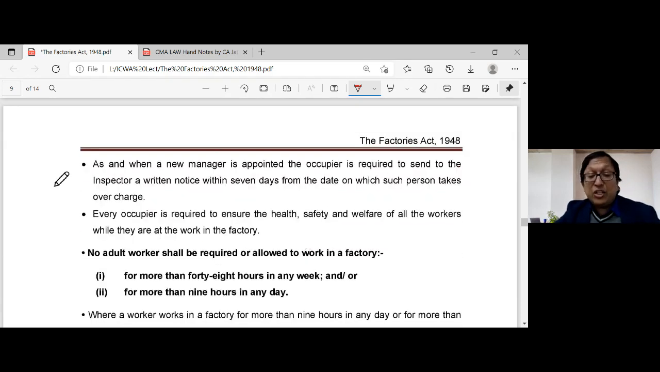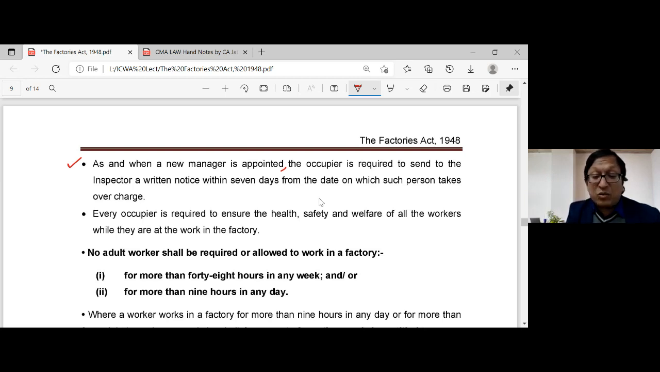As and when a new manager is appointed, the occupier is required to intimate the inspector by written notice within 7 days from the date of such appointment, that a new manager has been employed in the factory. It is the duty of the occupier to inform the inspector of the concerned area declared for your factory.